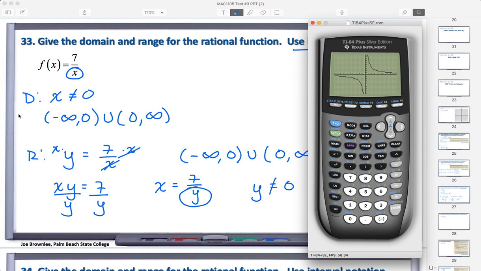And again, we found that the vertical asymptote tells us that x cannot be 0. And so that's why the domain was everything from negative infinity to positive infinity, except right at that asymptote x equals 0. So again, it's always nice to confirm using the graphing calculator, but I would recommend trying to analytically find what your domain and range are, and then use the calculator to confirm. All right, there's number 33. Let's take a look at number 34.